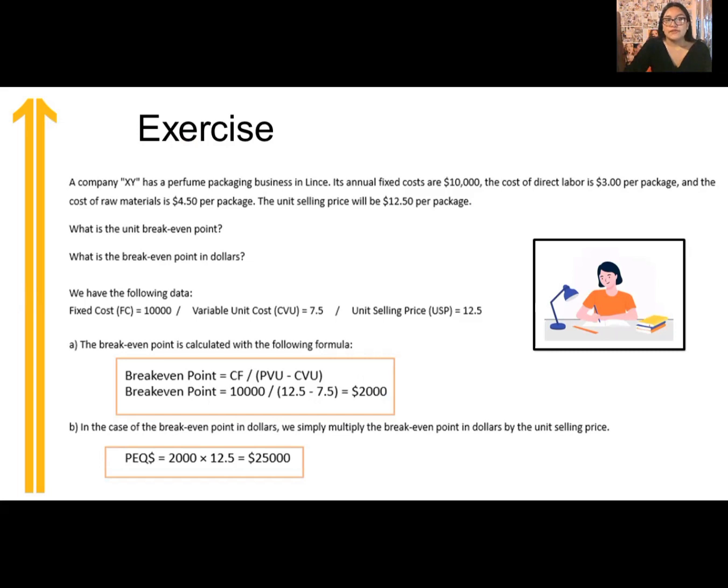Replacing the values, it is identified that the break-even point is 2,000 units, and in the case of the break-even point in dollars, the break-even point in units is multiplied by the unit selling price. After the calculation, $25,000 are obtained for the sales of 2,000 units. This means that from 2,001 units sold, profits start to be obtained.